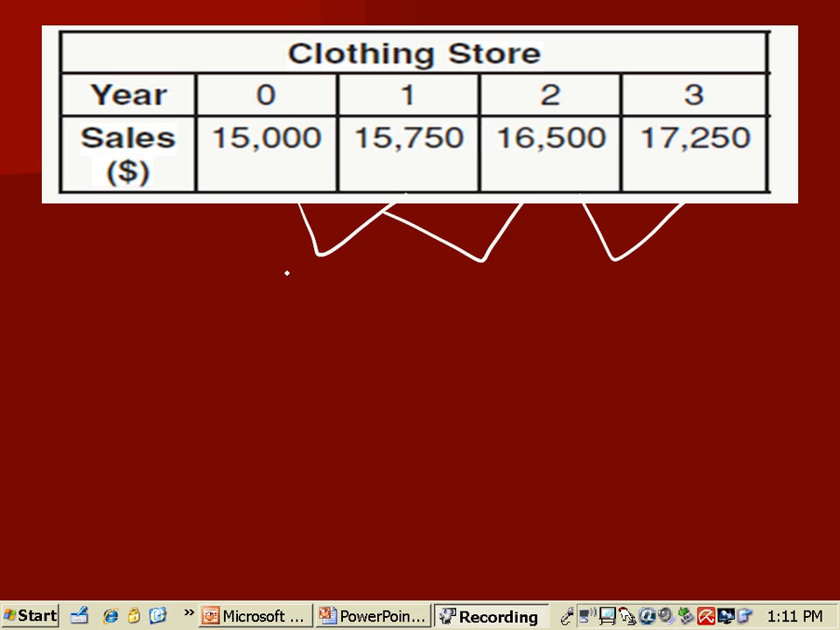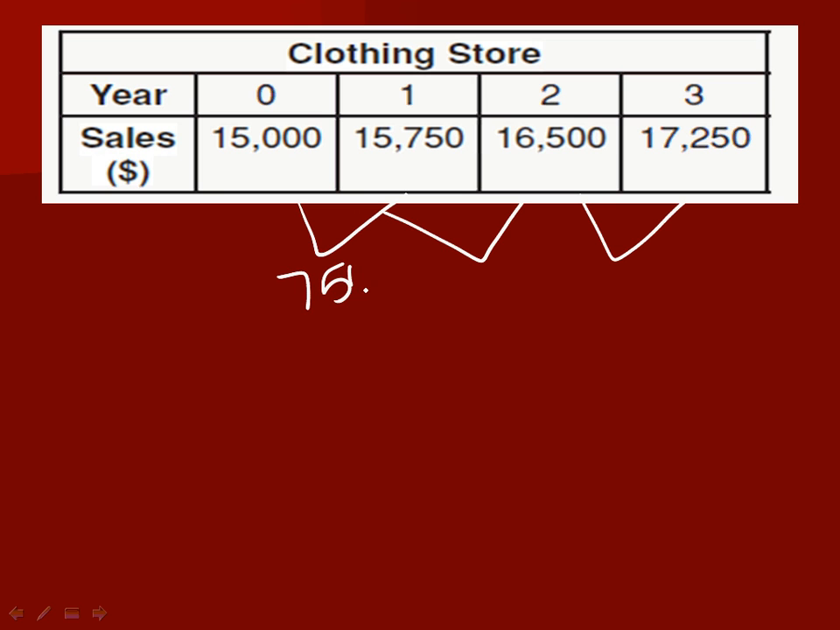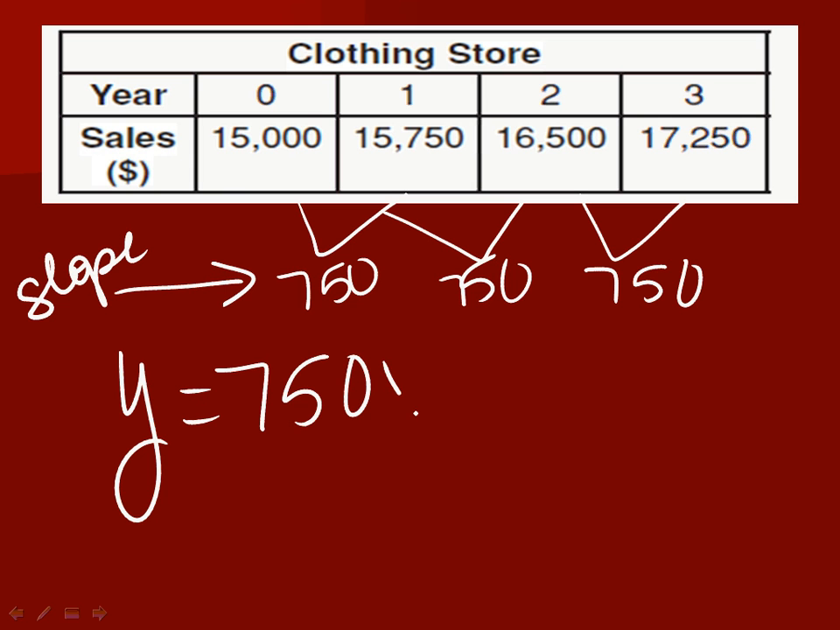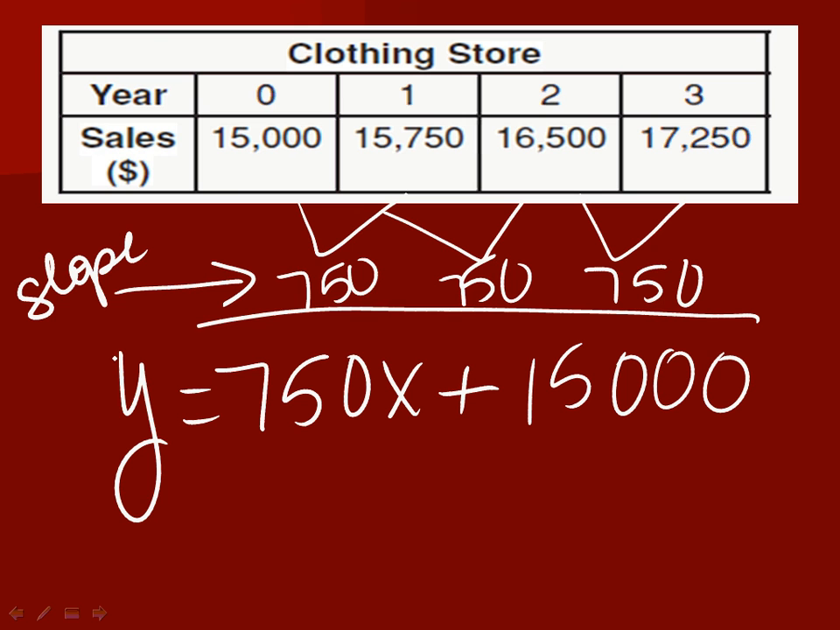Okay, so I think we're going to say this is linear because it's going up by 750 each time. Now, once I know that, does that have anything to do with my equation? Yes. What is it? That's the slope. So y equals 750x plus 15,000. That's it.